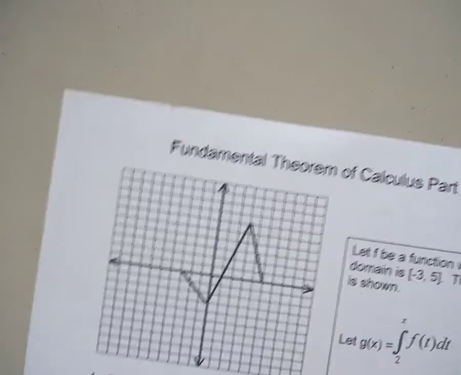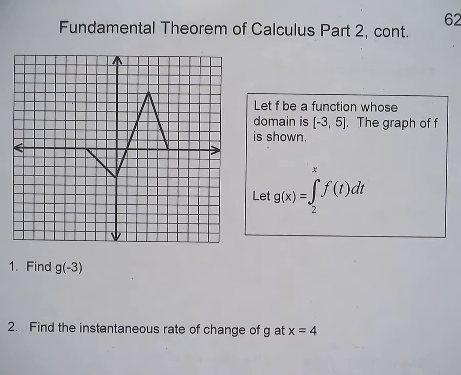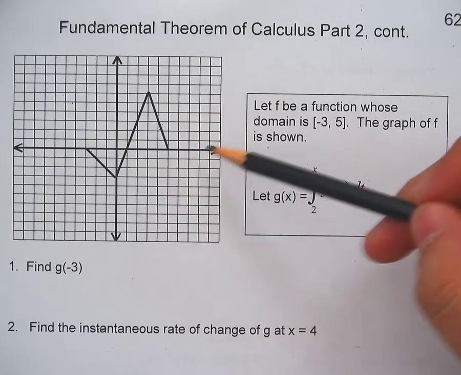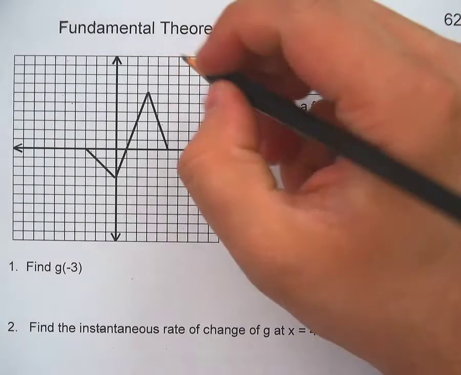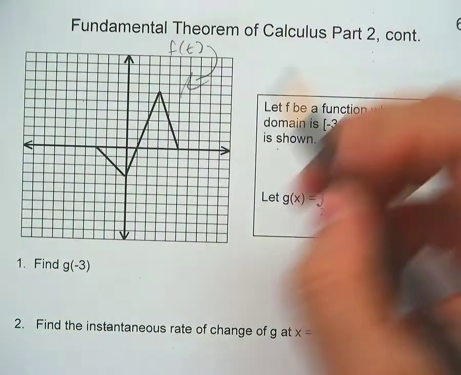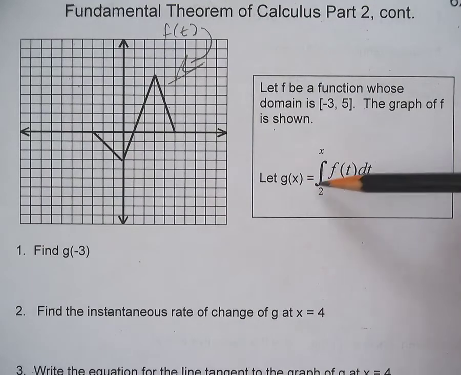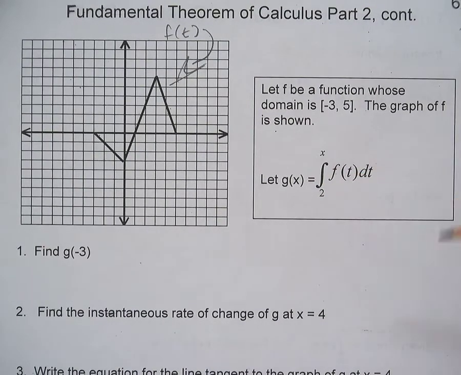And so let's just go to the front portion here, where it says the fundamental theorem of calculus part 2 continued. It says let f be a function whose domain is -3 to 5. The graph of f is shown. This is f, technically f of t. And it says let g of x be the integral from 2 to x of f of t. So it's kind of like you plugged in your x here.